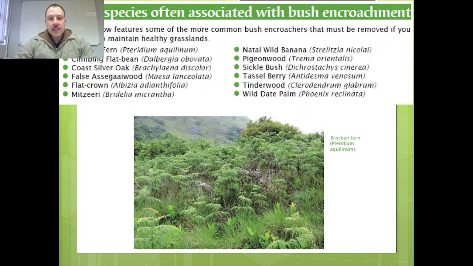There are some species within KwaZulu-Natal. Over there on the picture you see bracken fern. Bracken fern is actually a problem within the Western Cape as well. But there's also climbing flatbean, coast silver oak, false assegai wood, flat crown, and Matseri. Please do know quite a few of these invasive species within specific biomes as well. That is usually a question.